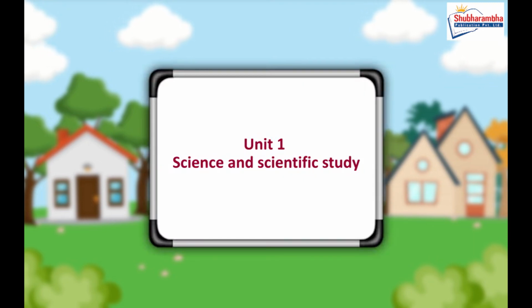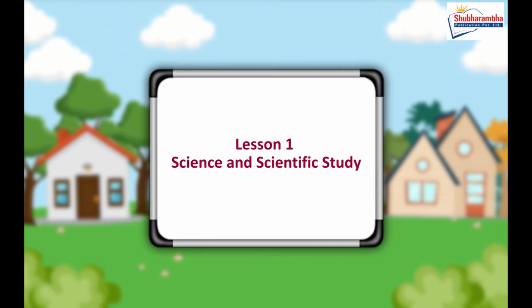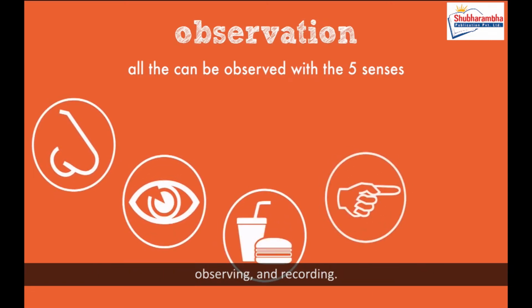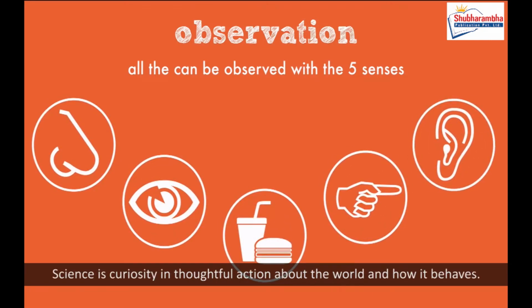Unit 1: Science and Scientific Study. Lesson 1: Science and Scientific Study. Science consists of observing the world by watching, listening, observing, and recording. Science is curiosity and thoughtful action about the world and how it behaves.